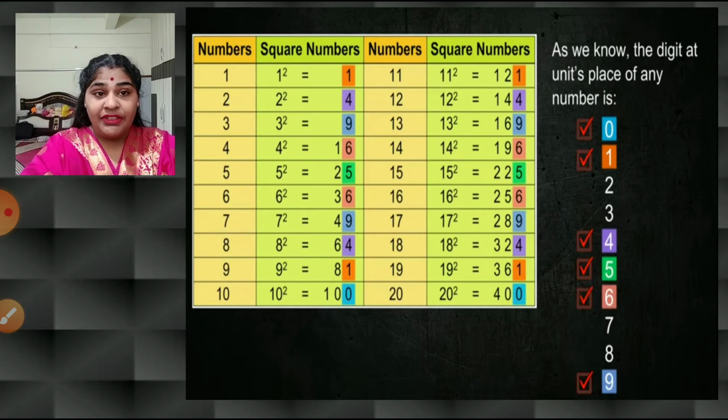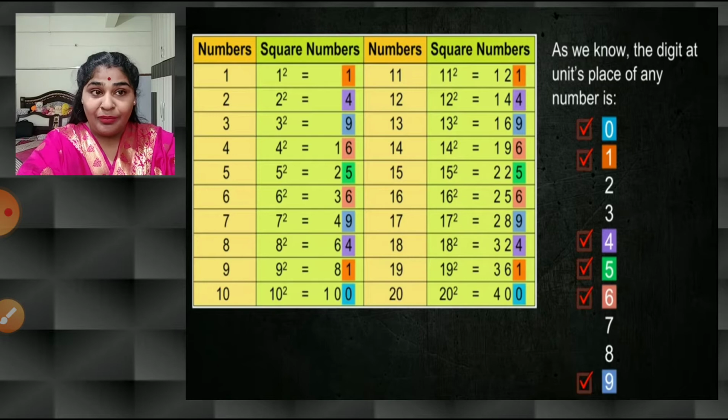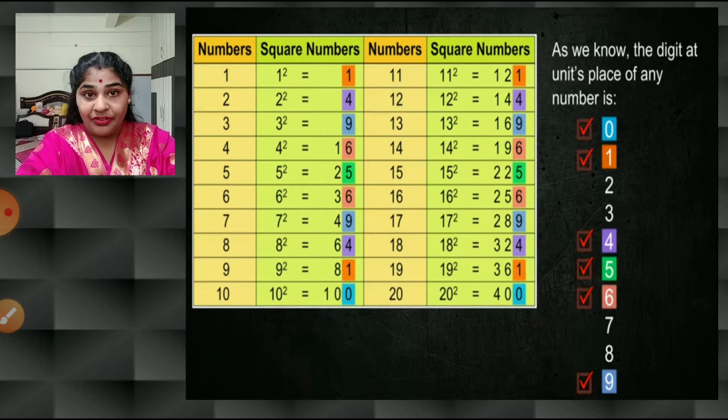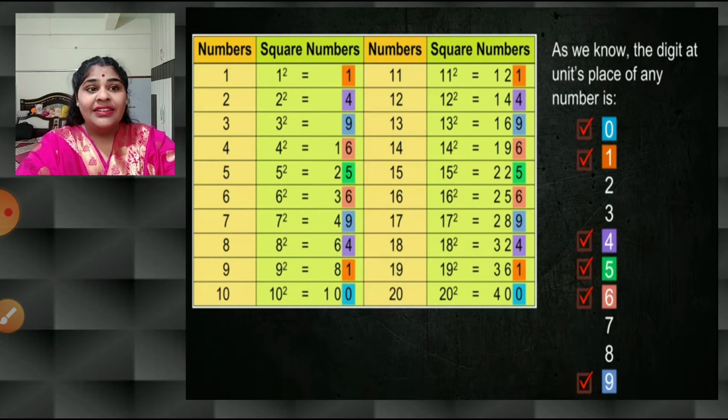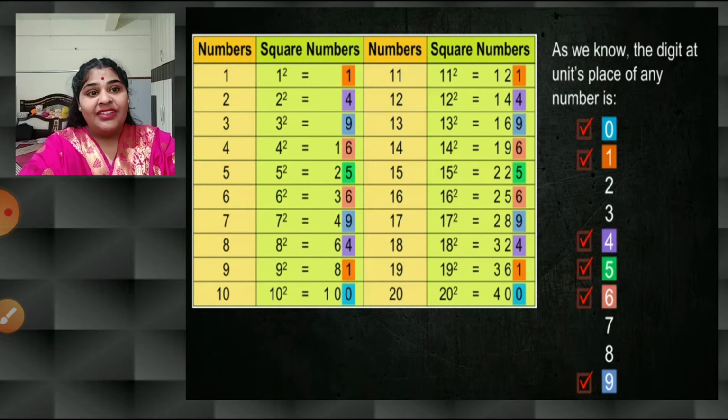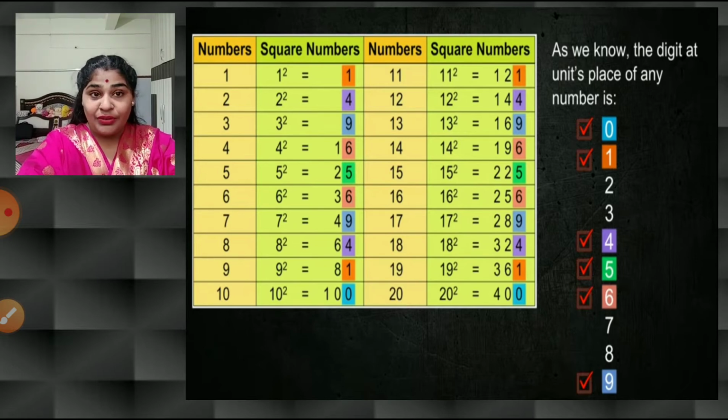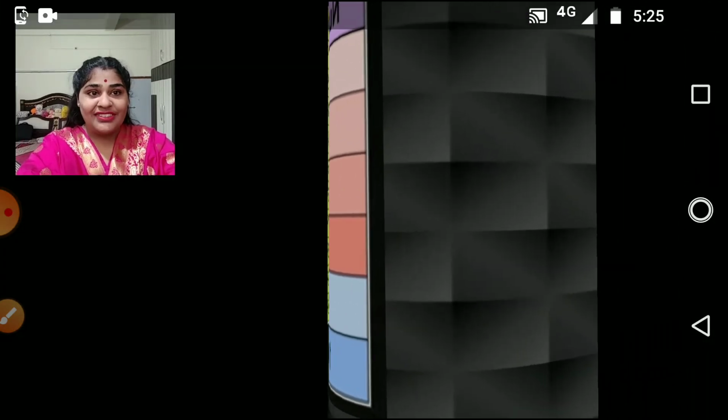if you observe the units place of the square numbers, children, you will see that the digit is either 0, 1, 4, 5, 6 or 9. So the digit at the units place of the square of any number is 0, 1, 4, 5, 6 or 9. This is the first property.